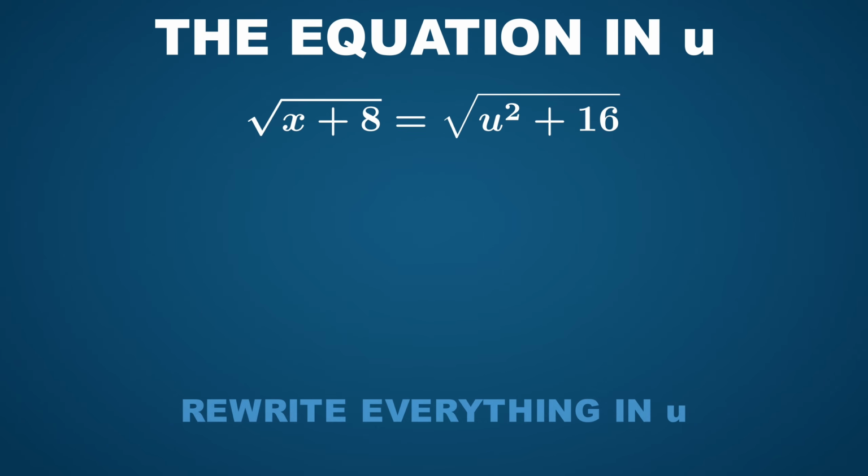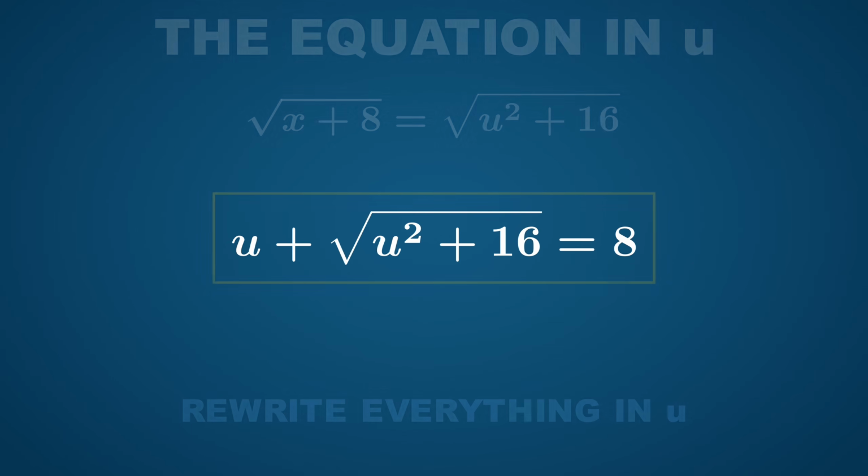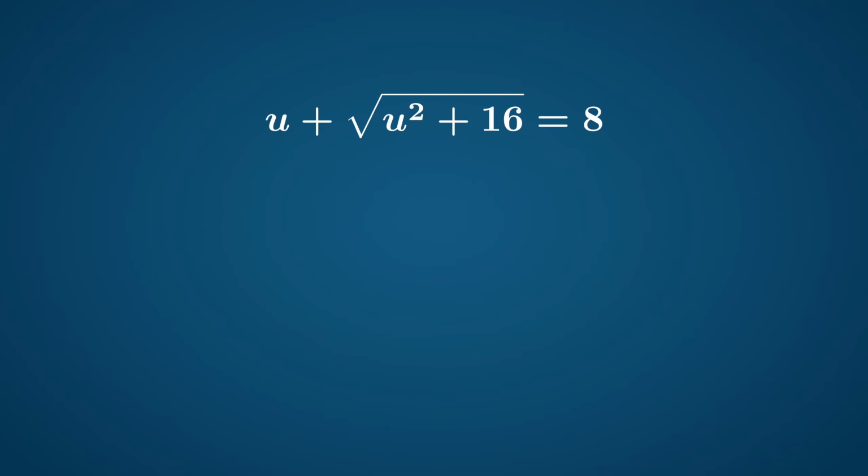We are finally ready to write down our entire original equation in terms of u. The first term of the equation was simply defined from the start as the variable u. We just determined that the second term is the square root of u squared plus 16. The original problem stated that the sum of these two terms must equal exactly 8. Our newly transformed equation is u plus this new square root equals exactly 8.